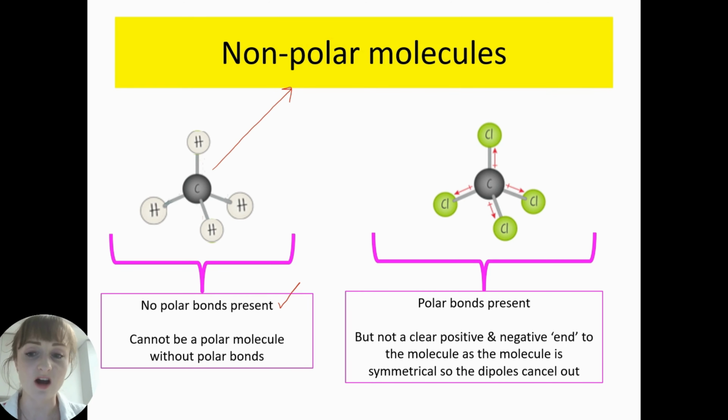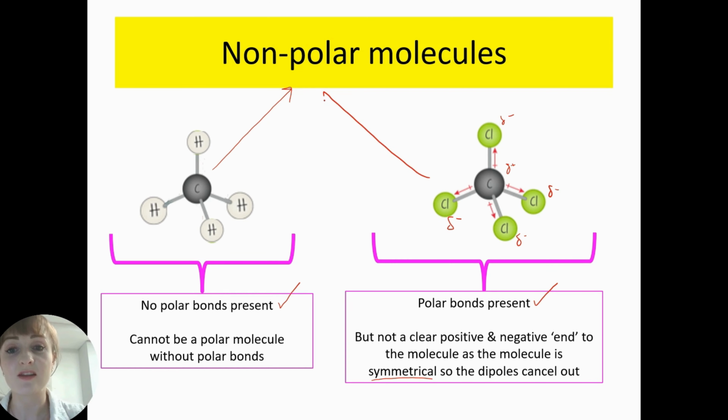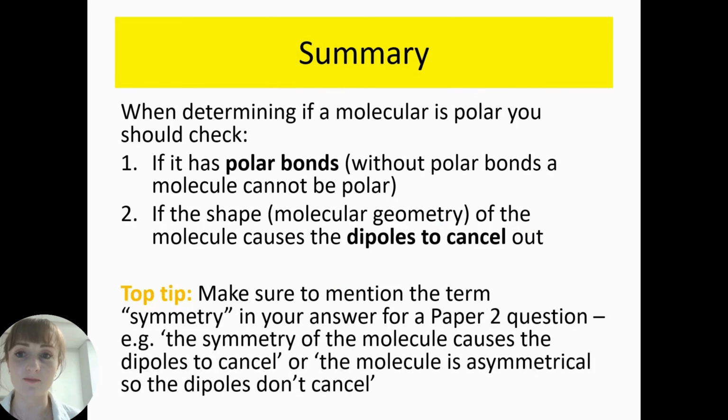Tetrachloromethane is also considered nonpolar because although there are polar bonds present, the partial negative is concentrated on the outside because of the placement of the chlorines, and the partial positive is concentrated on the inside. This means that because of the symmetry of the molecule, the dipoles cancel out, and overall, this is also a nonpolar molecule. So in summary, when you are determining if a molecule is polar, you should check two things.